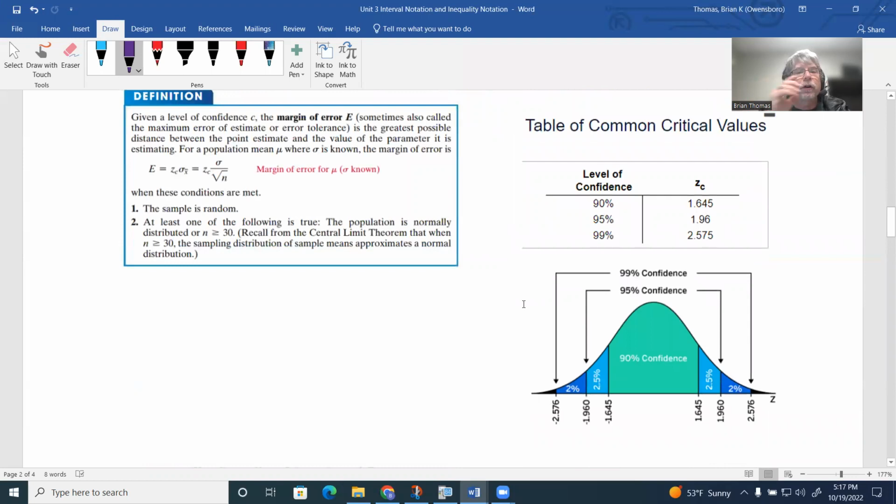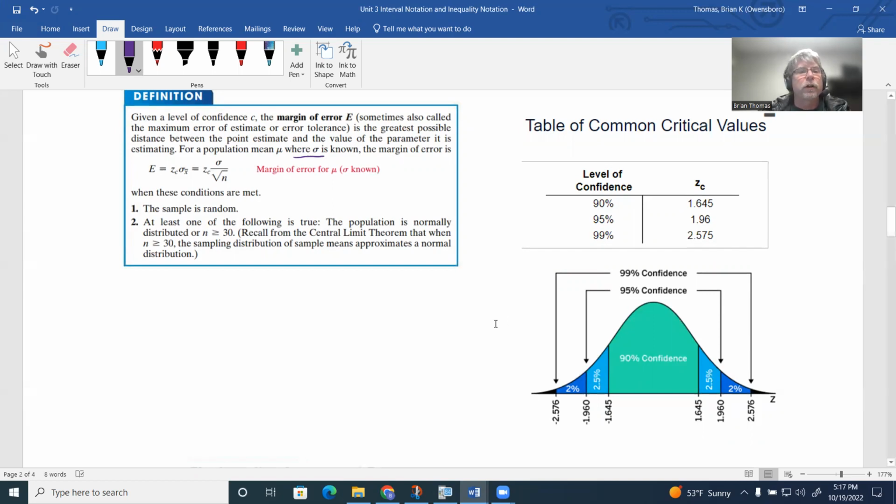So next thing we have is what's called the level of confidence, or also the margin of error. Sometimes it's also called the maximum error of estimate or error tolerance. It's going to be the greatest possible distance between a point estimate and the value of the parameter it is estimating. For a population mean, mu, where sigma is known, the margin of error is going to be given by this formula. What's nice here is in this section, they're going to give us the standard deviation.